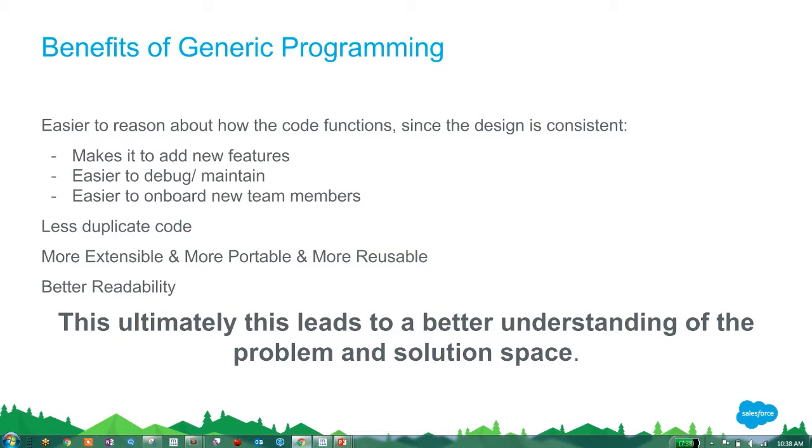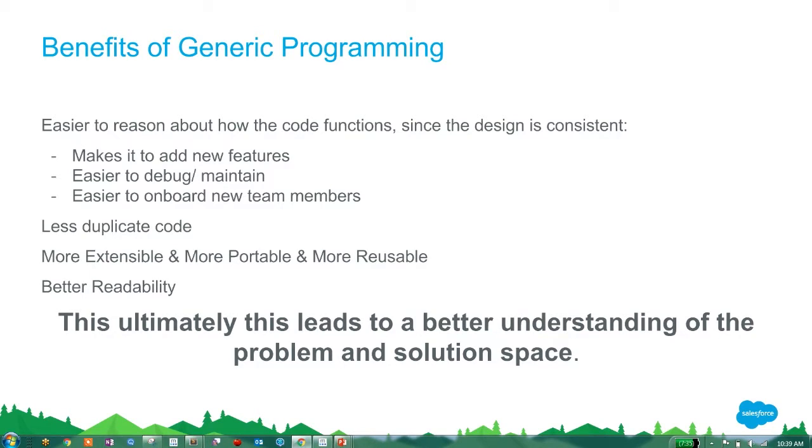So, what are the benefits of generic code? At its core, it gives you a stable way to reason about how the code functions. It's predictable, it's easy to maintain, it's easy to add to, and best of all, it's easy to train new people and onboard new members to your team. And then, of course, the obvious stuff: less duplicate code, which is nice, more portable, reusable, extensible, and it's easier to read. The easier to read one is kind of a double-edged sword. In order to read design patterns a little bit easier, you have to understand them. And if you don't understand them, they're hard to read. So, you know, it's one of those things that gets better with experience.